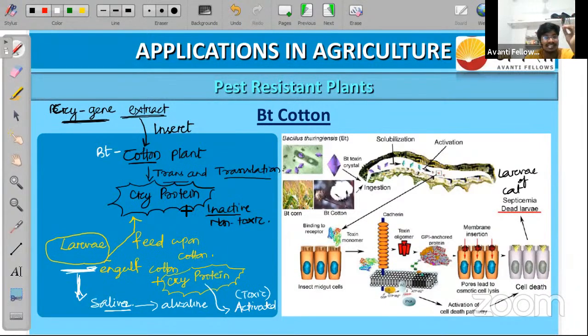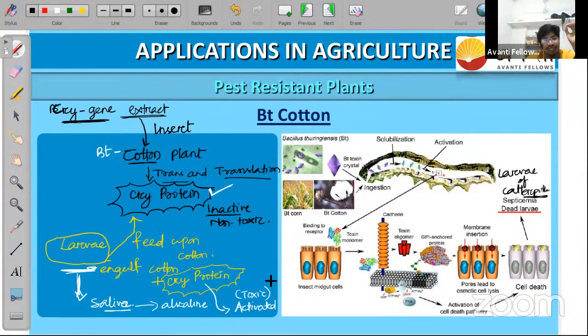Along with those leaves, the cry proteins are also being ingested, because the cotton plant was producing the cry protein that was accumulating inside the leaves of the cotton plant. Right? So this cry protein will go into the saliva of the larva of this particular caterpillar.